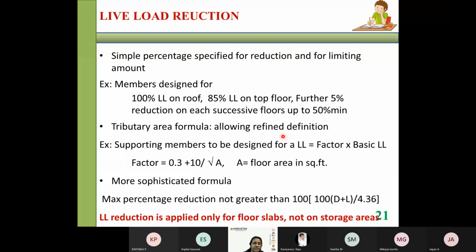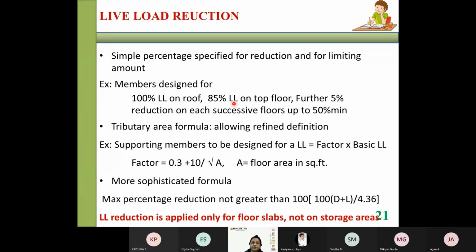But one thing is very important. You have to see here what I have written in red. Live load reduction is applied only for floor slabs, not on storage areas. If it is a storage area, live load reduction is not possible because the full live load has to be applied everywhere. If it is completely a storage area, on every floor the full live load has to be given. It is applied only for floor slabs used for residential or other commercial buildings.